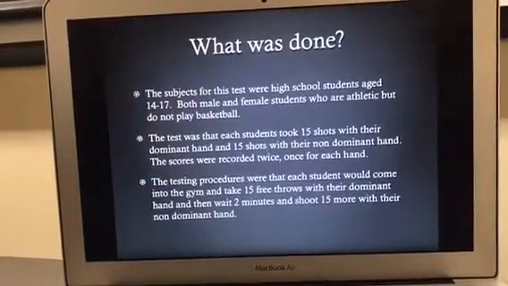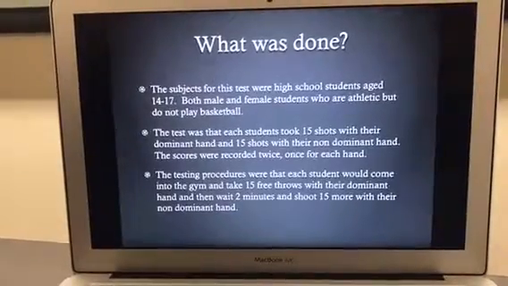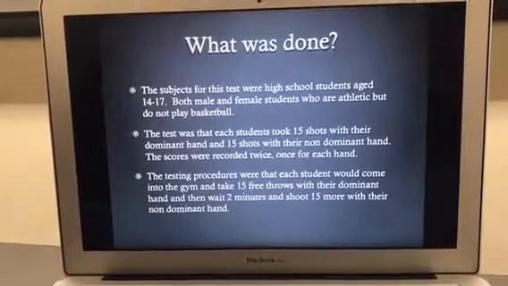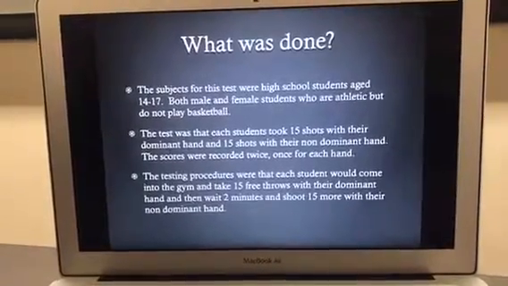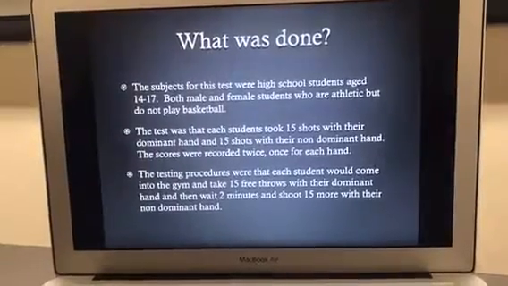After reflecting on the data, we saw a major difference. Before our reflection was done, we had our students once again shoot 15 free throws, dominant versus non-dominant, but in between we allowed them a 2-minute grace period to reflect on what they had just done.